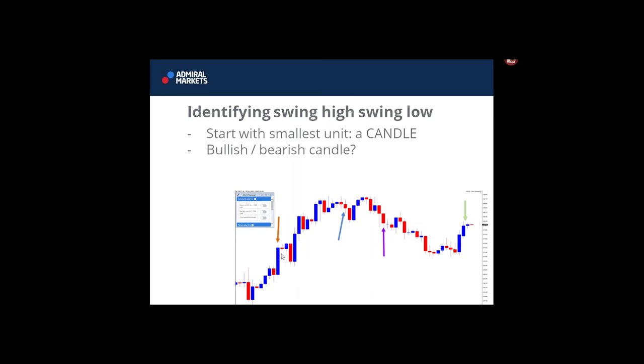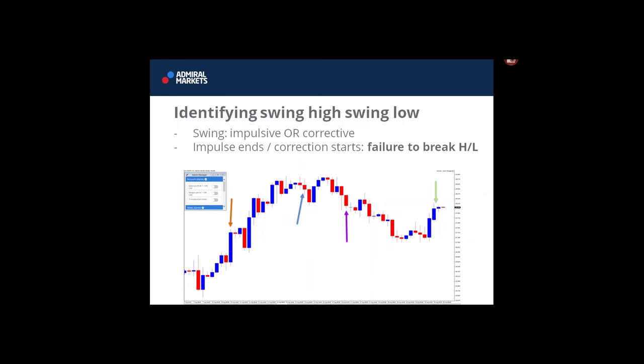The candle is the basic unit, the smallest unit, and when you look at the candle, we try to see if it's bullish or bearish. And we try to see if there's a sequence of candles and whether there's a mixture of candles. Because what does that say? Basically, when we look at the sequence of candles, because now we're not only looking at one candle, but multiple candles, we start to look at whether price is looking impulsive or like a correction, right?